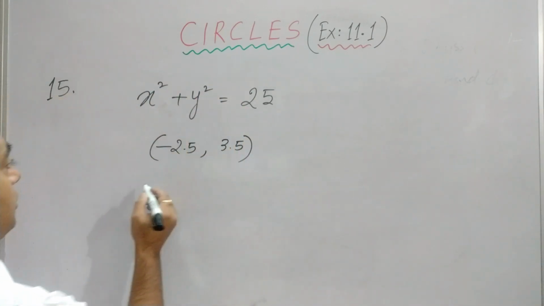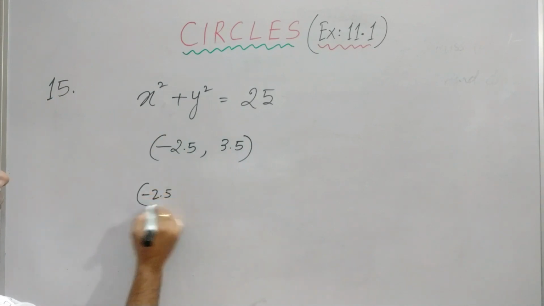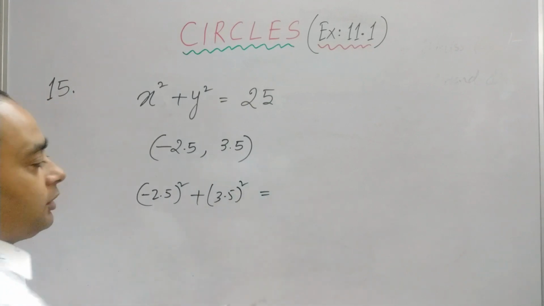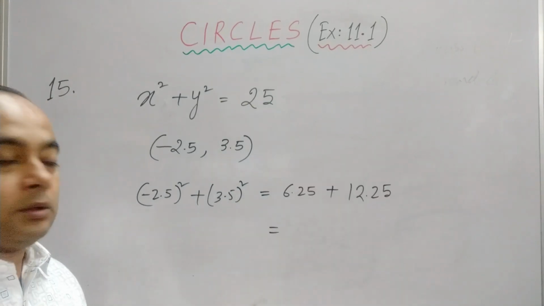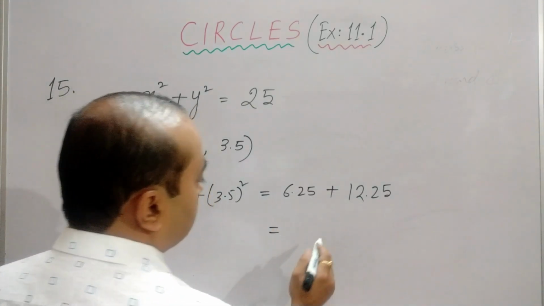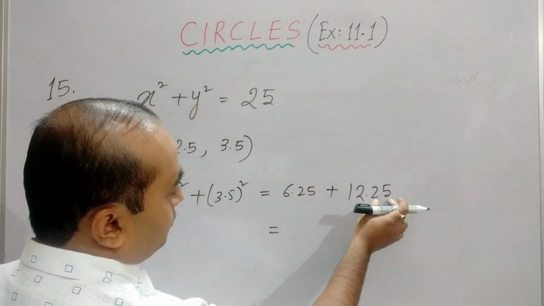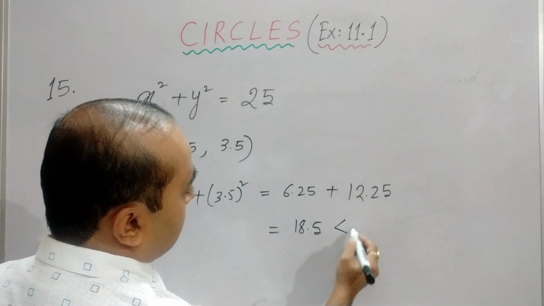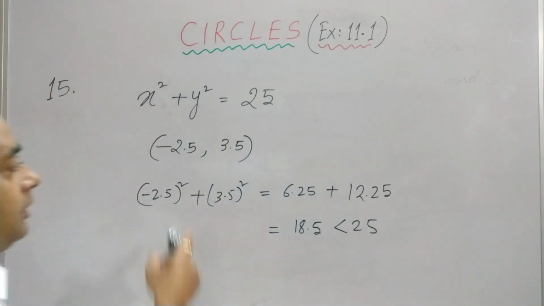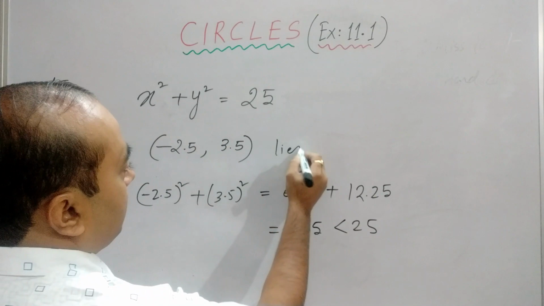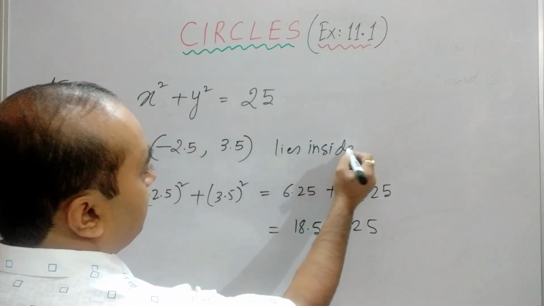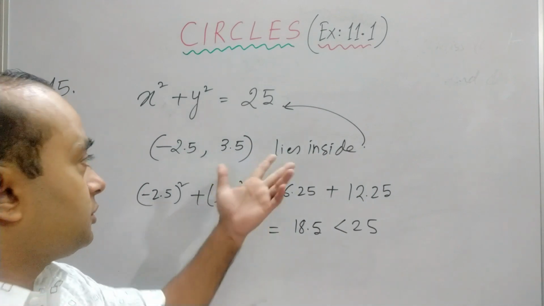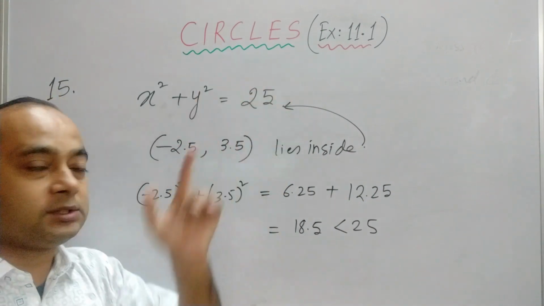Now let us put the value, minus 2.5 whole square, plus 3.5 whole square equal to how much? So this value comes out to be 18.5, which is less than 25. Therefore this point lies inside this circle. If it were bigger, it would be outside, if equal, it is on the circumference.